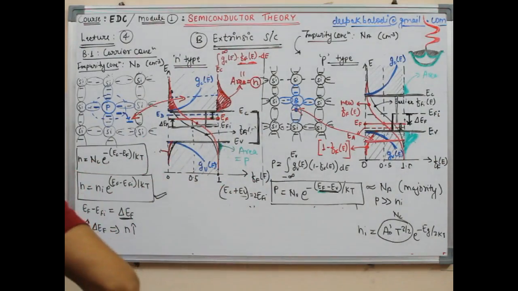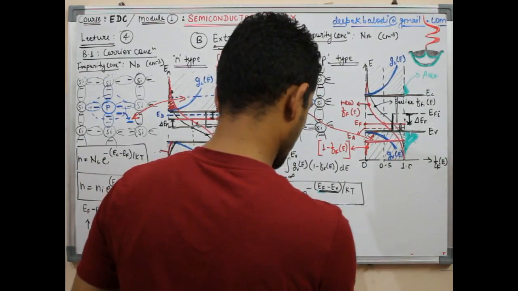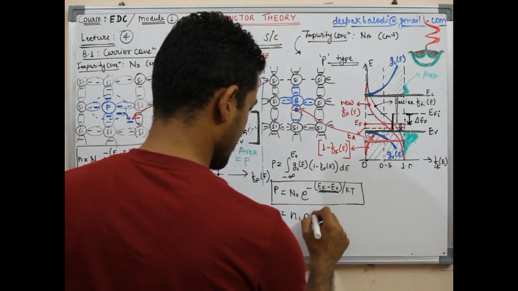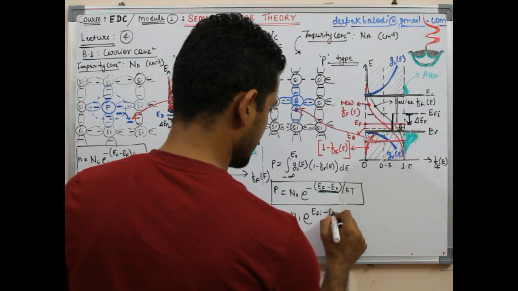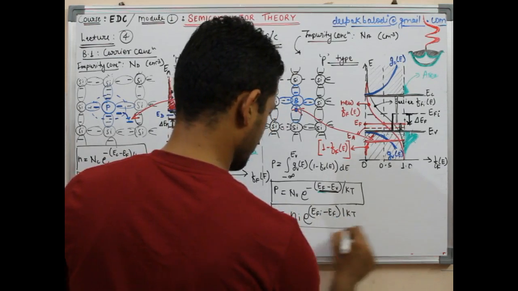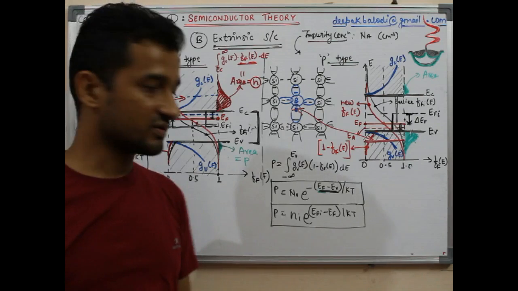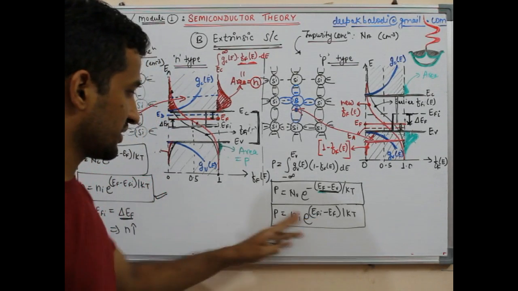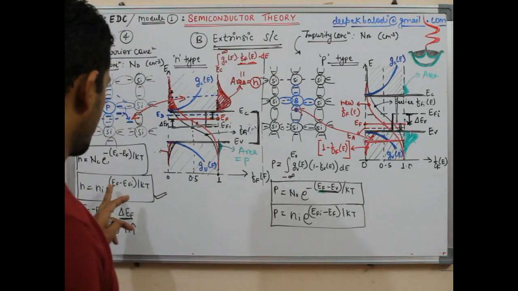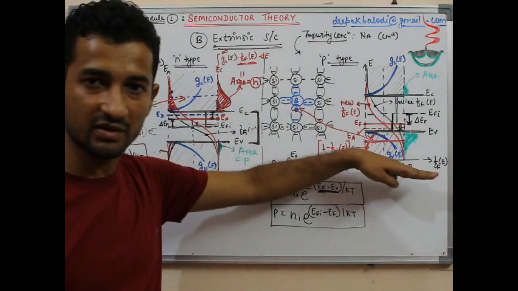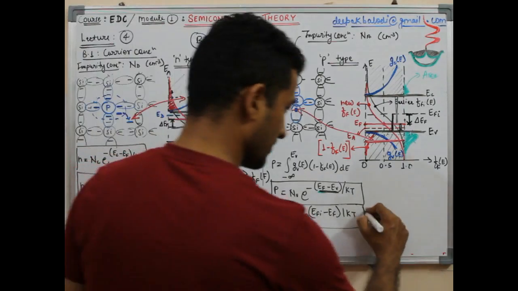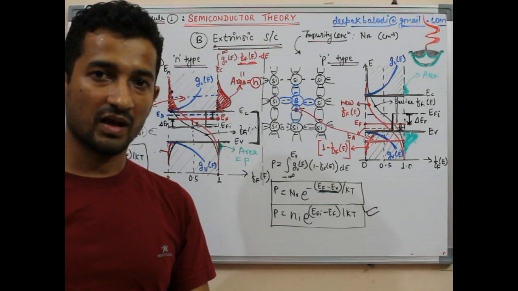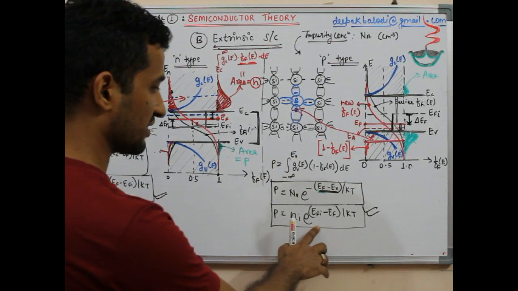And with the same token, you can derive the same for p-type. Here also p comes as Ni into e to the power EFi minus EF by kT. So one can remember, the majority carrier concentration is always Ni e to the power delta EF upon kT. Delta EF is positive in both cases, but the definition is different: here it is EFi minus EF, here it is EF minus EFi. So in n-type the Fermi level goes up, in p-type it comes down. Again this form is much more useful, because every time we have to compare, with reference to intrinsic, how much extrinsic we have made with respect to the intrinsic concentration. So these two formulas are much more relevant.